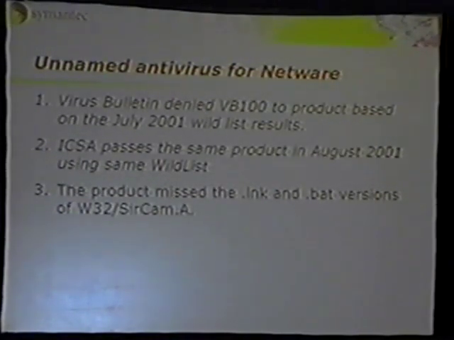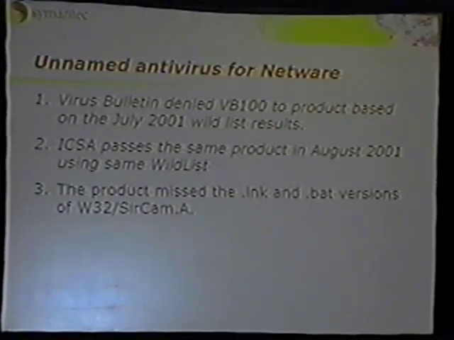Yet again, Virus Bulletin denied their award to a product based on the July 2001 wildlist. ICSA passed the product using the same wildlist. The product missed certain extensions again of the Circa virus. Now, I don't know how many of you may have gotten infected by the Circa virus, but this would be an issue.